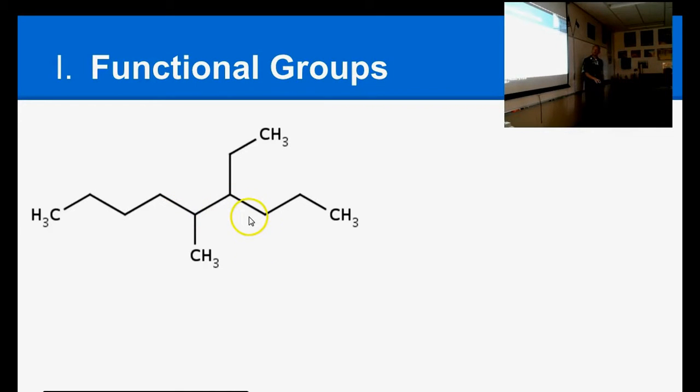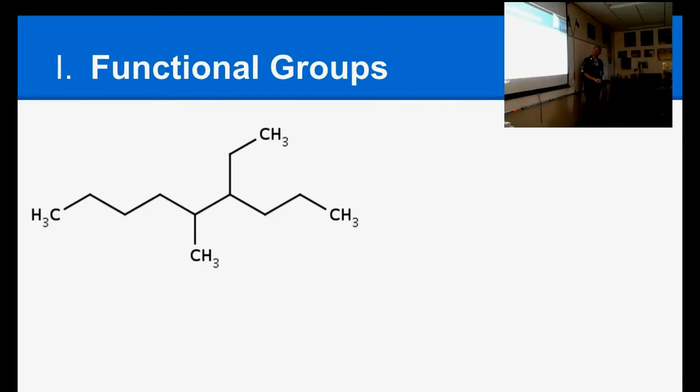And here I would say that this chain down here, this is only 1 carbon, so it's methyl. But the one above is 1, 2 carbons, so it's ethyl. So I'm going to count from this side. I'm going to put them in numerical order. So this is 4-ethyl, 5-methyl, nonane.